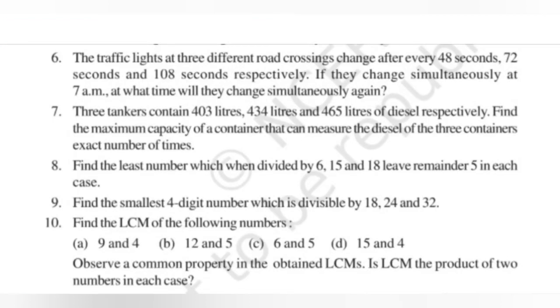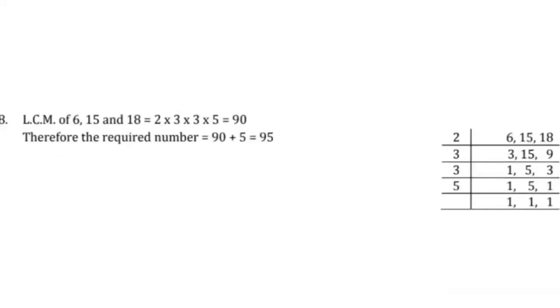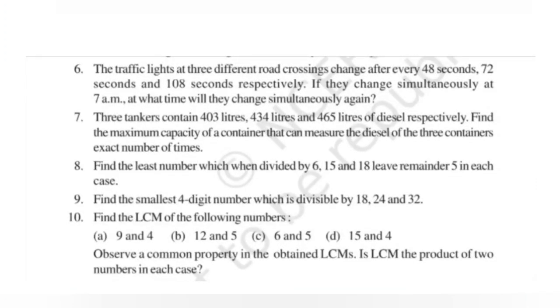Find the least number which when divided by 6, 15 and 18 leaves remainder 5 in each case. See the solution. So first we will find the LCM of 6, 15 and 18. So LCM will come what? 90. And according to the question, when we will divide it, so the remainder will come what? 5. It means what is the required number? It is 90 plus 5 means 95 is the answer. Okay. Now let's see the number 9th also.